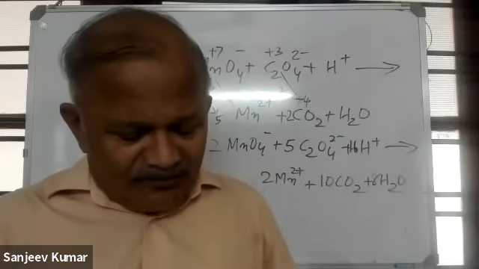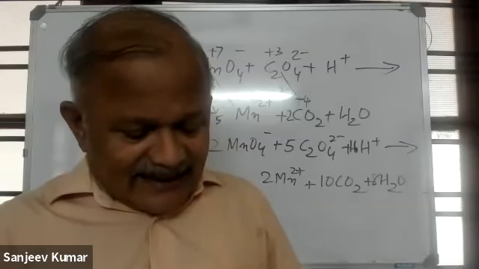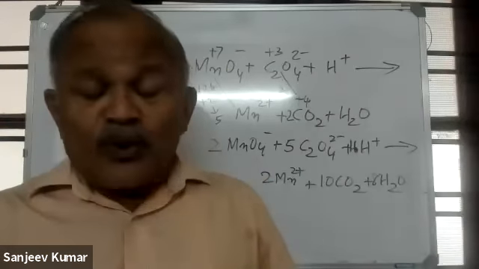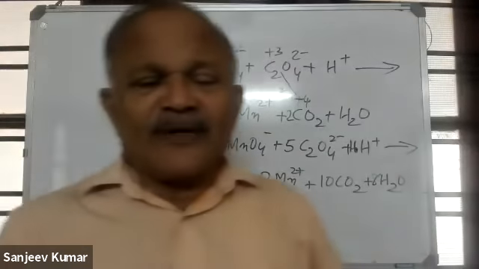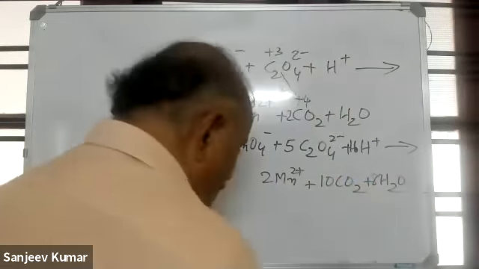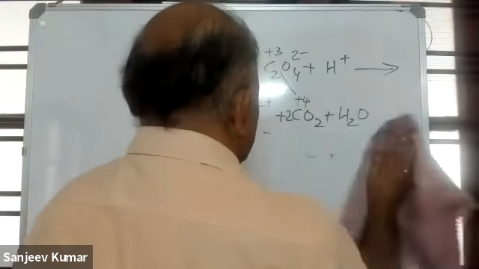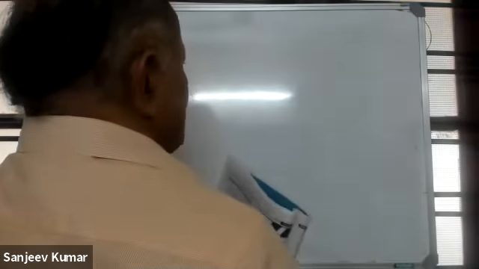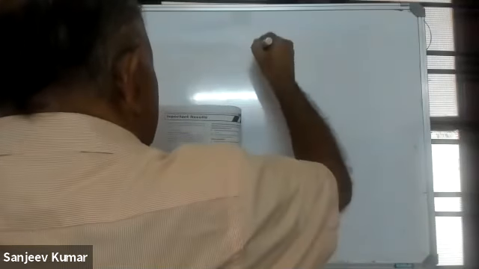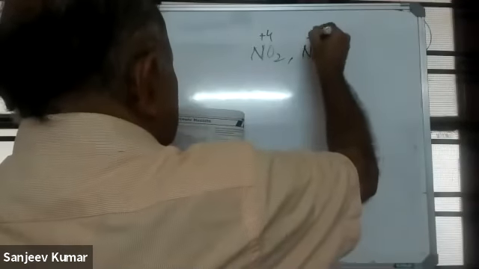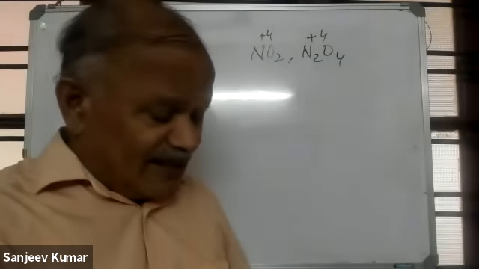The third question is, in which of the following pairs is there the greatest difference in the oxidation number of the underlined elements? NO2 and N2O4. What is the oxidation number of nitrogen in NO2? O2 means 2 into minus 2, that is minus 4, and therefore nitrogen is in the plus 4 oxidation state. In N2O4, O4 means minus 8, and therefore the 2 nitrogen atoms together are plus 8. Therefore, each nitrogen atom is in the plus 4 oxidation state, both in NO2 as well as N2O4. There is no change in the oxidation number.